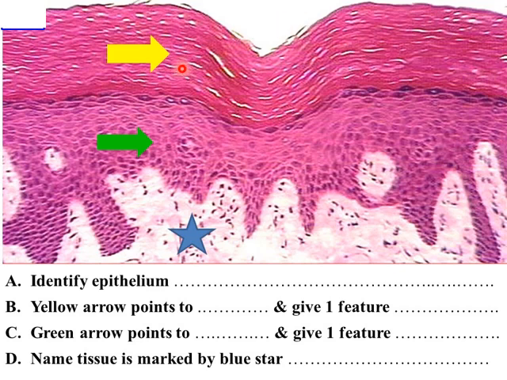The yellow arrow points to the keratin layer. It appears acidophilic, the horny layer. The green arrow points to the intermediate cells, which are polyhedral with central rounded nuclei. The blue star is the connective tissue.